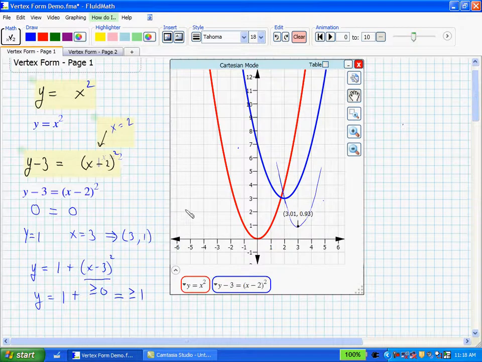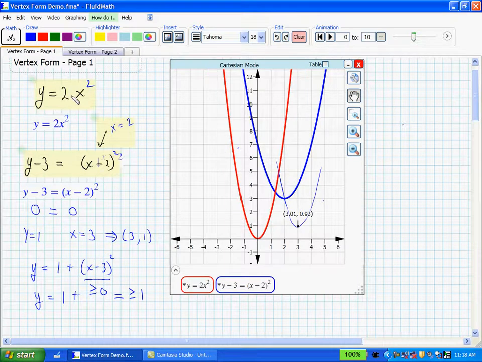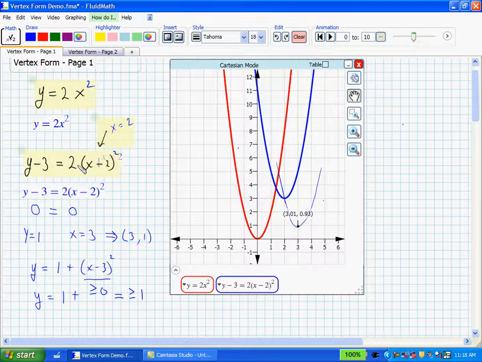What happens if we play around with the shape a little bit? What happens if we make this y equals 2x squared? The red curve has been made twice as steep, everything got multiplied by 2, and the blue curve hasn't changed yet, but that's because we haven't put in the multiplier.